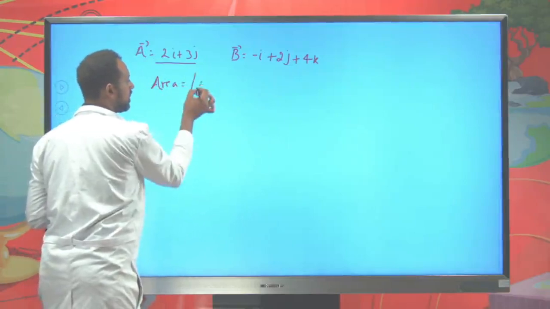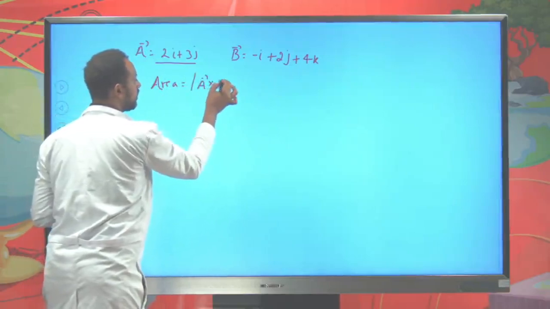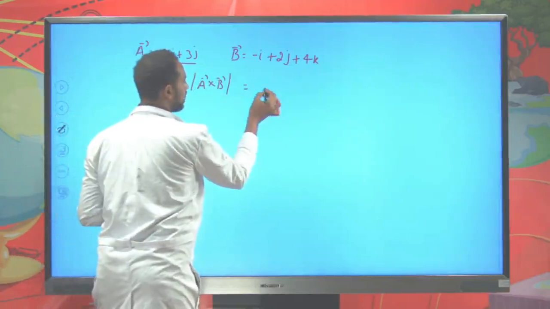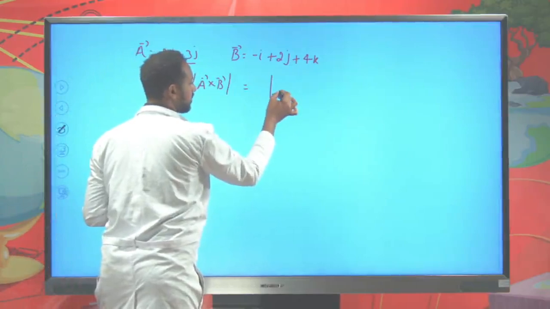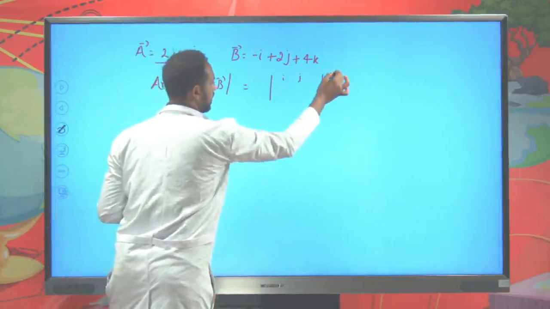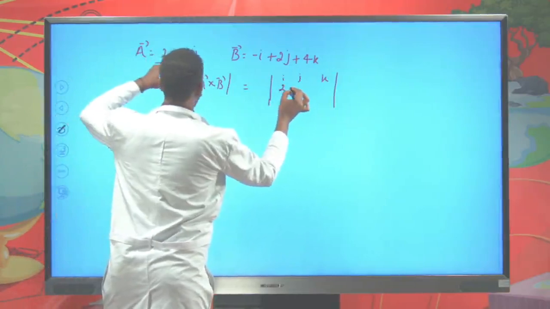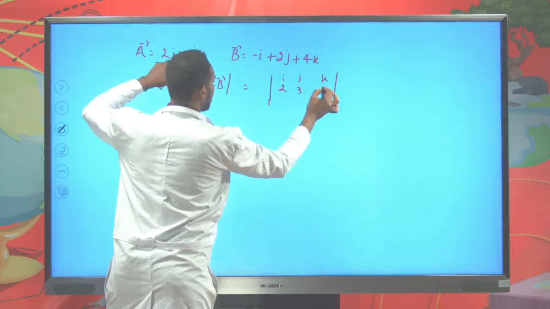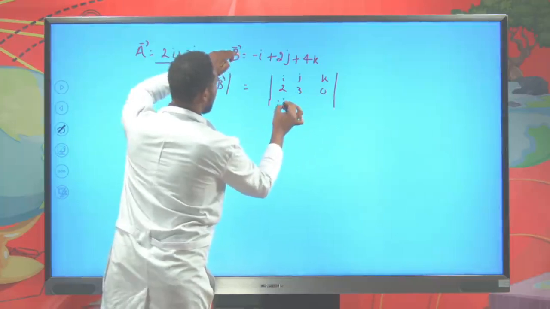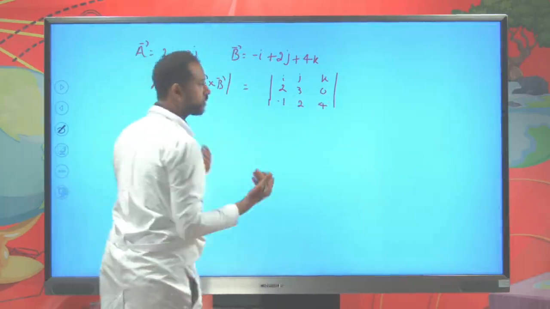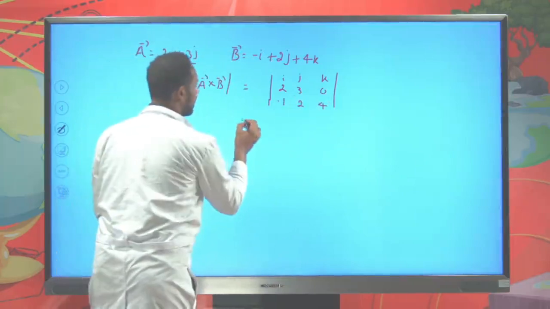always try to determine the magnitude of the cross product of the two vectors. And how do we determine the cross product? Well, you have to put it in i, j, k matrix form. Therefore, the component of i is 2, the component of j is 3, and the component of k is 0. Here you have minus 1, 2 and 4. Therefore, you have to find this cross product.